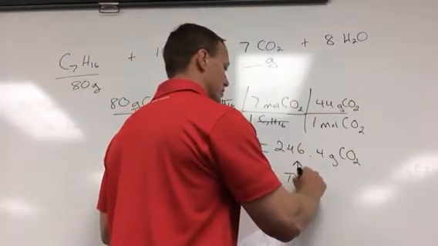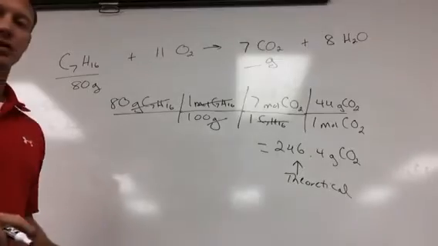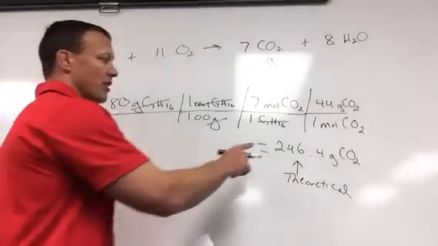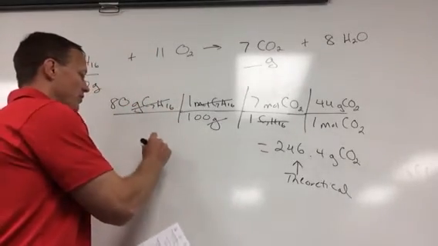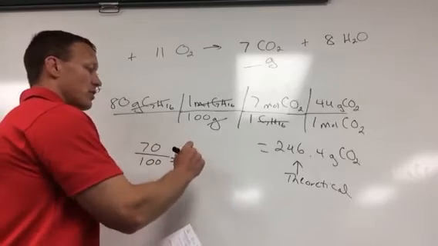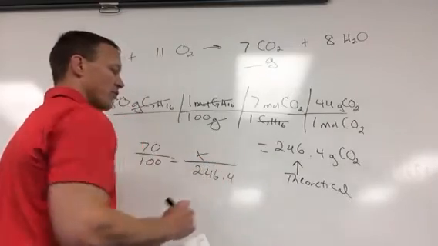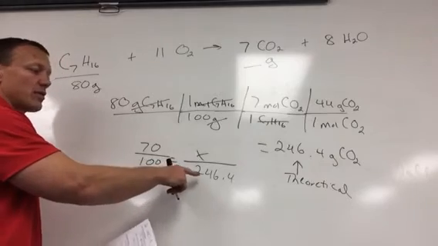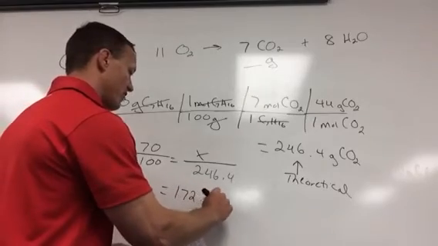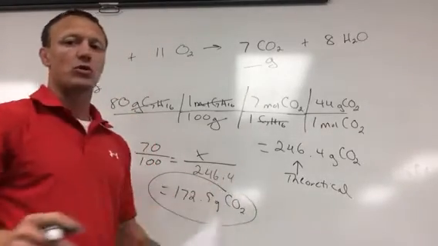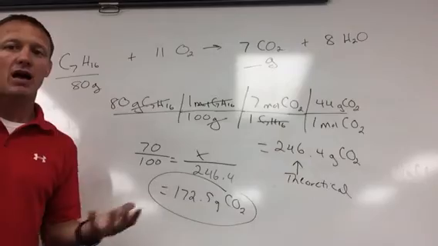Okay, that is what they should have gotten theoretically. It says that they actually only got a 70% yield. So they only got 70% of that number for their actual. So we could set up a little proportion and say, well, 70 out of 100 equals X number of grams, their actual, over the theoretical, 246.4. Cross multiply and divide, so we're really taking 70% of this number, which is 172.5 grams of CO2. So that is their actual. They actually got this much. They should have gotten that much, which this number is 70% of that. So they lost 30% of the product somewhere.